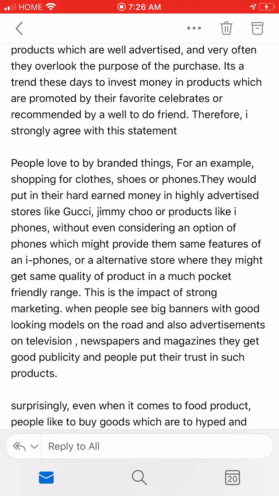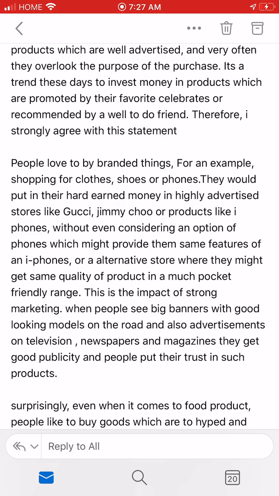I think iPhone is a single word. Without even considering an option of phones, an iPhone, why she has written phones, I don't know. Without even considering an option of phones which might provide them same features of an iPhones. Okay, now she has written an iPhones, and then there it was iPhones. Wow, doesn't make any sense. Or a alternative store. Do you see an error? Or an alternative store. So she has done mistakes in article A and the. Okay, where they might get same quality of product, same quality product she can write in a much pocket friendly range. Why to make things complicated?